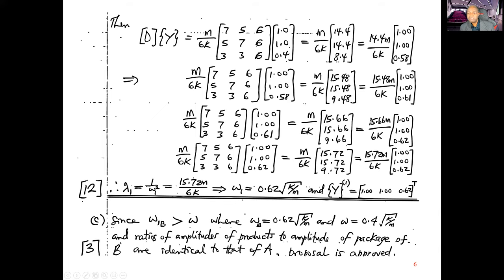Carrying this iterative step forward, I will end up with this coefficient and this vector. I'll then use this vector as my fourth trial vector on the next line for the iteration, and I end up getting identically the same vector to two decimal places. Because this vector is the same as the previous, I'll say I've achieved convergence. Therefore, this coefficient will be my lambda one. So lambda one will be 15.72 M over 6K, and we know that lambda one is also 1 over omega 1 squared. Therefore, I'll find omega 1 as 0.62 square root of K over M. And the vector is the eigenvector, which has been determined simultaneously. So the eigenvector, or mode shape, is 1, 1, 0.62 transpose.